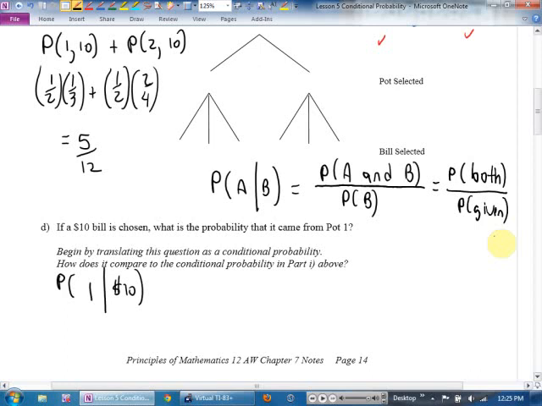So let's go to this question that we're actually trying to answer. If David won 10 bucks, what are the odds that it came from pot one? Given that $10 has occurred, what's the probability that it came from pot one? That's going to be the probability of, and another word for both is and, one and 10, divided by the probability of what? 10.